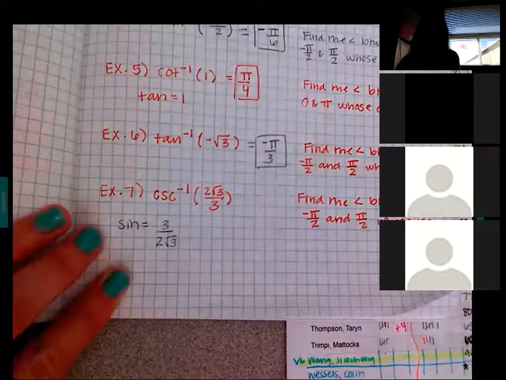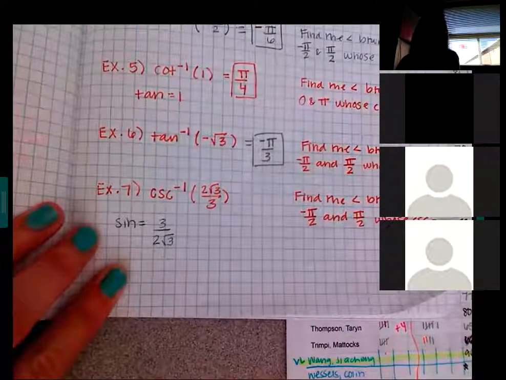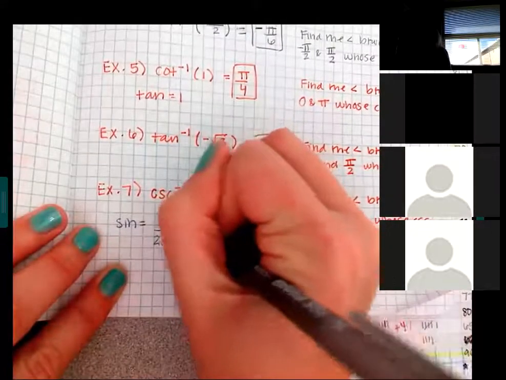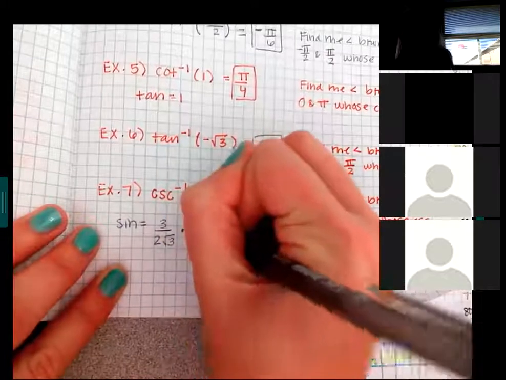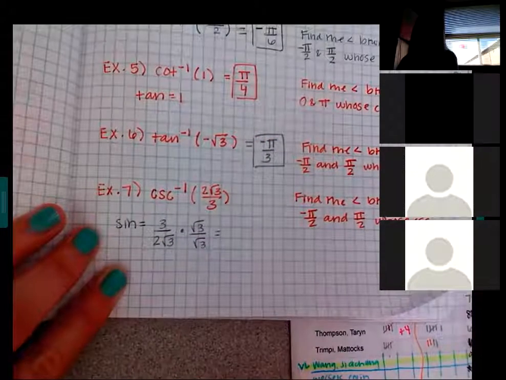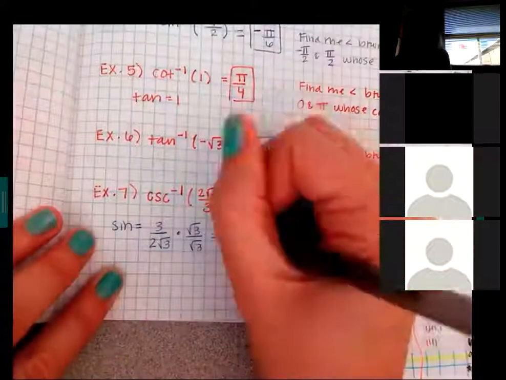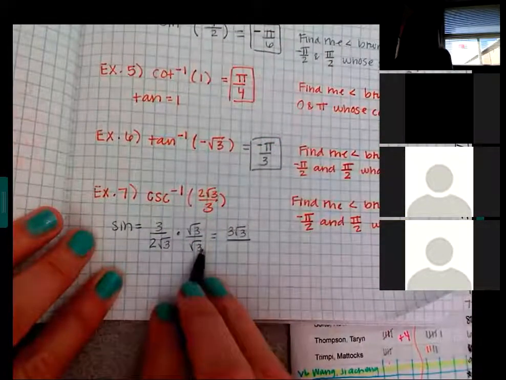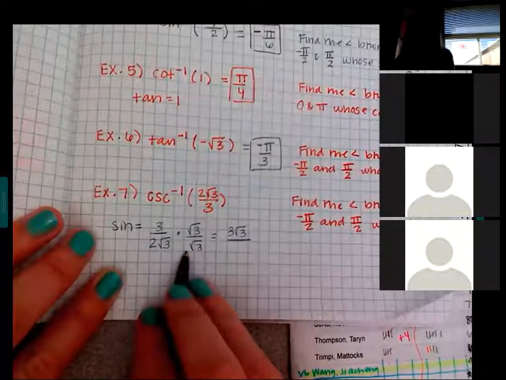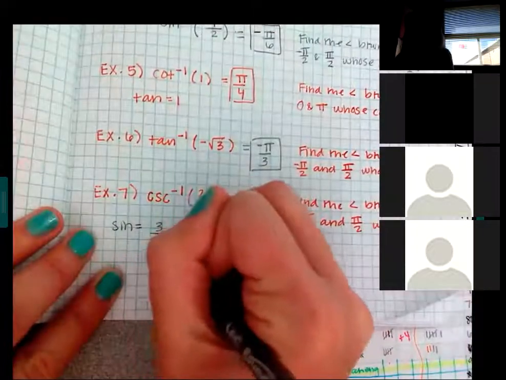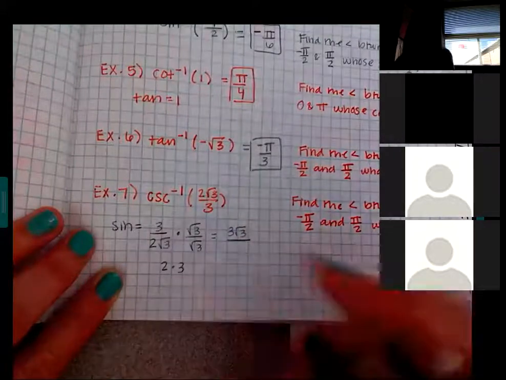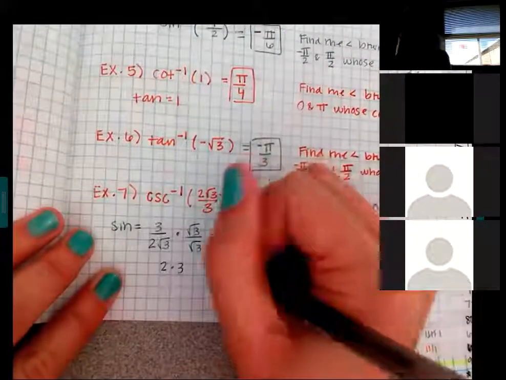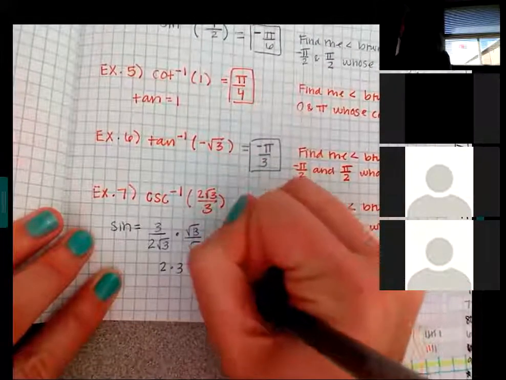Now, are we allowed to have a square root in the bottom? So how do you get rid of it? Rationalize. Do you guys remember doing this? Yes, ma'am. Okay, good. So this would be 3 square root of 3 over, what happens with these square root of 3s right here? They cancel out. They become a whole 3. What's 2 times 3? What does this reduce to? Square root of 3 over 2.